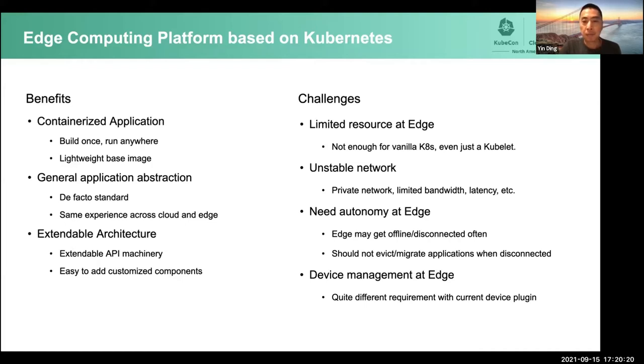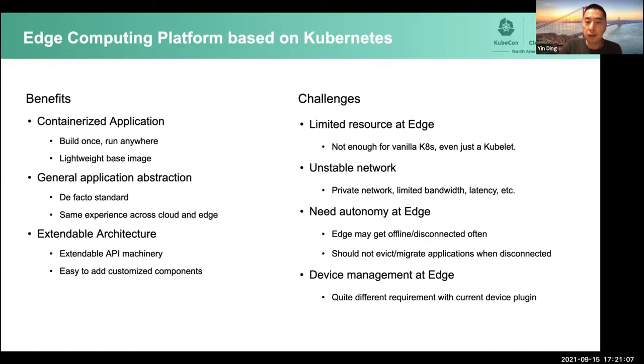extend APIs. To build on Kubernetes, of course, we have these challenges. First, the edge probably has limited resources. So the resources at the edge will be constrained. They may not be enough for Kubernetes components to run on, for example, Kubelet, Kubeproxy, and other components. And we already talked about the unstable network. The connection between the cloud and the edge through the internet may not be stable, so it's different from the network running in the data center. Also, the bandwidth will be limited and latency will be high. That will be a hard problem for us to conquer.